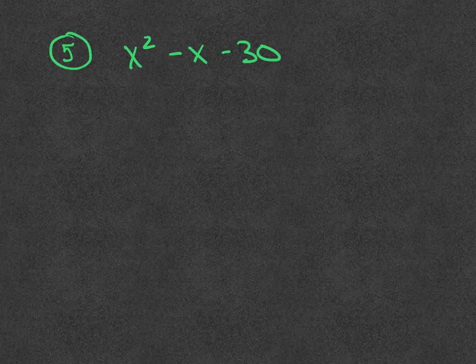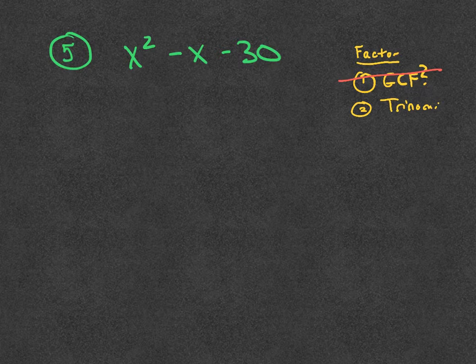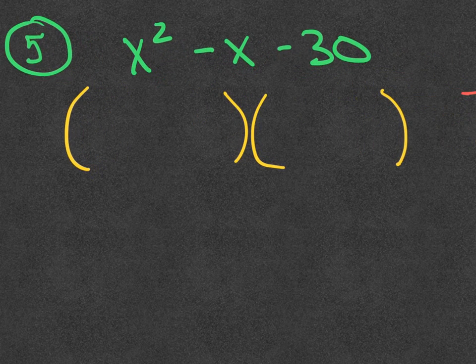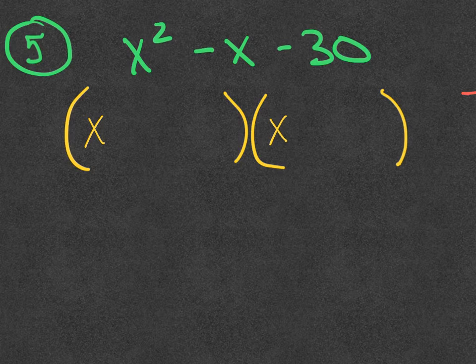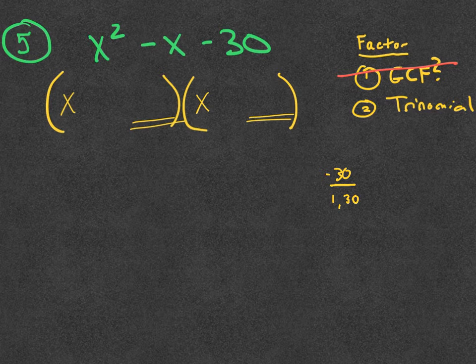Number 5, x squared minus x minus 30. Can't take x out of everything. No greatest common factor. Second, again, it's a trinomial. So 2 parentheses, x and x at the beginning. We don't have plus and plus, so I'm just going to skip the signs just for a minute. And we'll look at 2 things that multiply to be negative 30. So 1 and 30, we'll put in the signs after we figure out what they need to be.